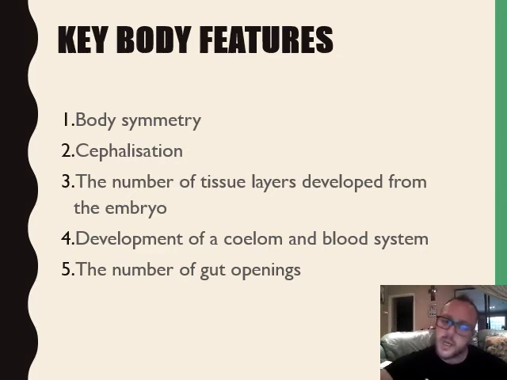All right, so these are the key body features that we're going to be looking at. We're going to be doing body symmetry, cephalisation, the number of tissue layers developed from the embryo, development of a coelom and a blood system, and the number of gut openings.